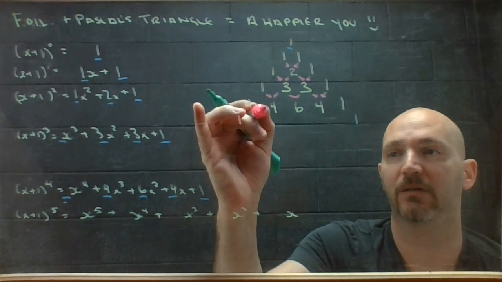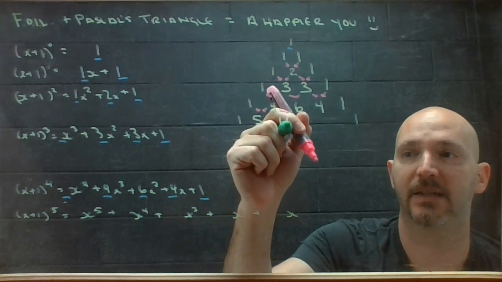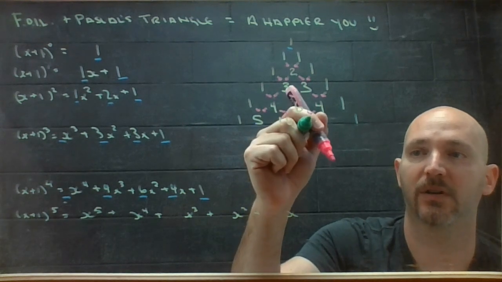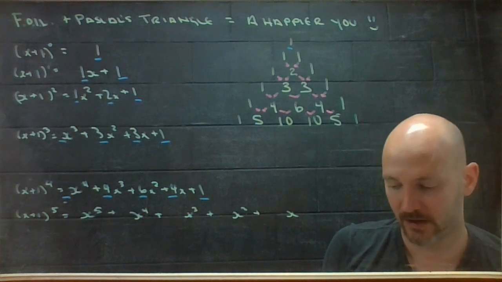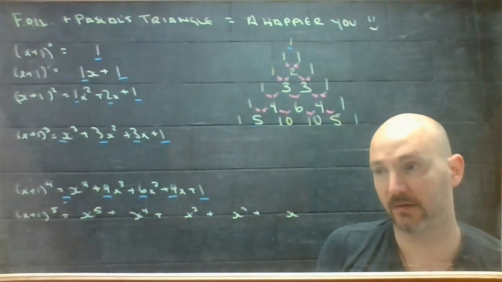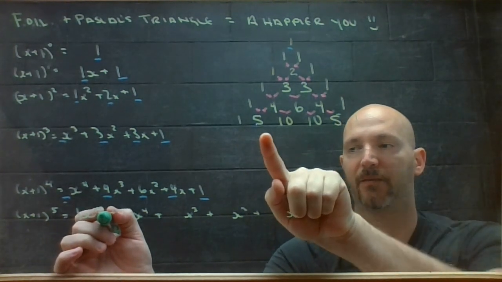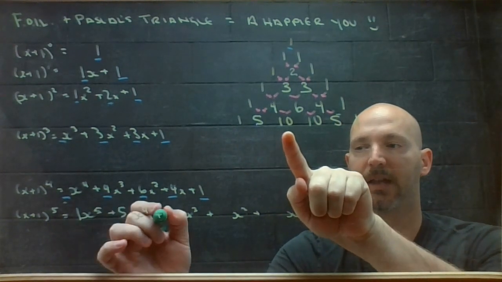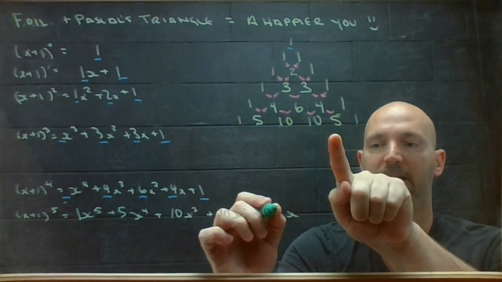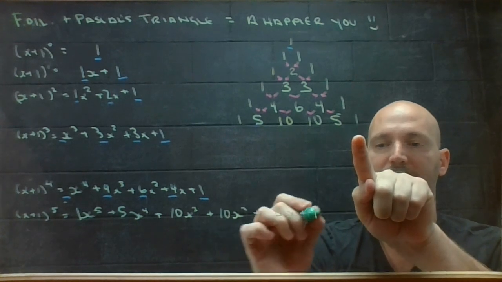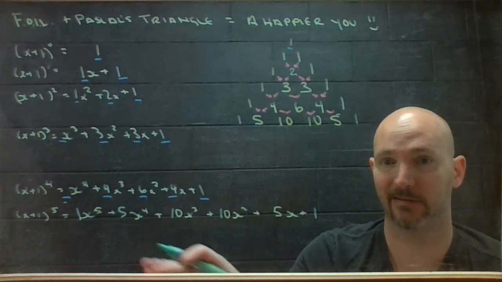1 and 4 make 5. 4 and 6 make 10. 6 and 4 make 10. 4 and 1 make 5. So there are my numbers. 1 here, 5 here, 10 here, 10 here, 5 here, and the 1 at the back. And I didn't have to do any FOIL. I could just write her out.